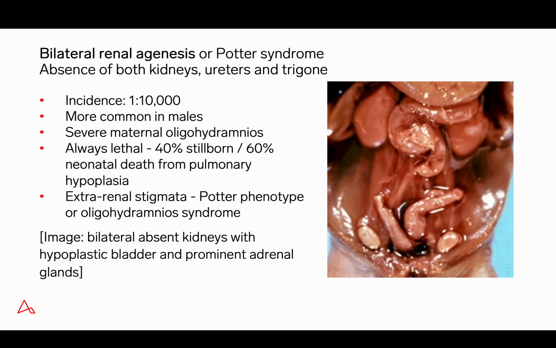Bilateral renal agenesis is much less common. It's often referred to as Potter syndrome, and again, it's the absence of both kidneys, both ureters, and the entire trigone. It's more common in males.